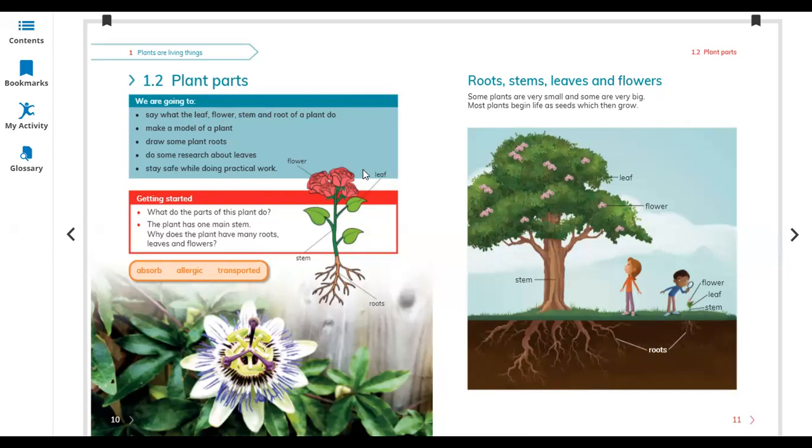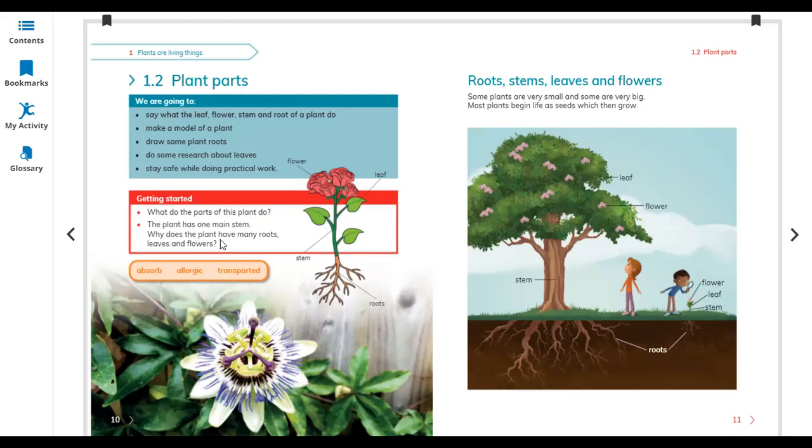Leaves make food for a plant. Roots take the water and nutrients from the soil and provide them to the stem and the plant. The stem takes the water from the roots and transfers it to the other parts of the plant. And the flower changes into fruit. So what do the parts of this plant do? The plant has one main stem. Yeah, this one transfers the water.